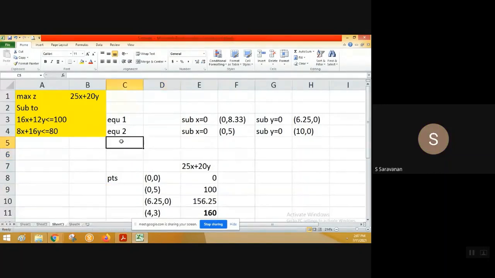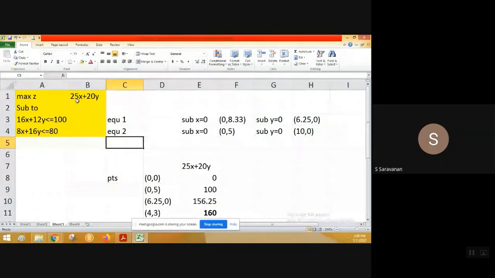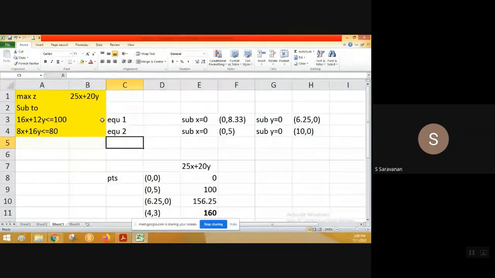So I'll start solving the problem. What I have highlighted in yellow is the question. There are two constraints, which means we have two equations in this problem, equation 1 and equation 2. Kindly make a note that both equations are less than or equal to. Since you are in distance education, they are not going to test you in a very difficult way, like greater than or equal to, though I will try to solve even that.